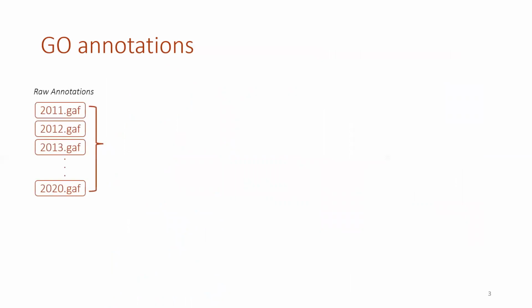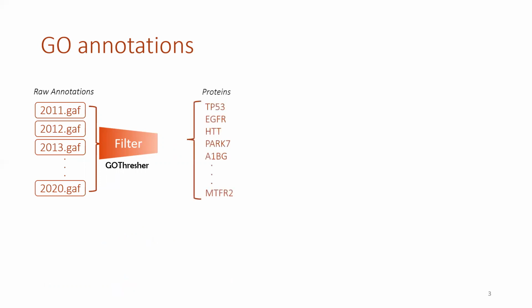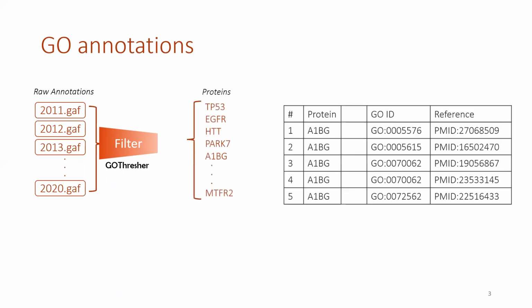We start with gene ontology raw annotations from 10 years, then we use Go Thresher, a tool that we built to filter Go annotations. We select experimental annotations in human and use this threshold of 100 proteins to divide into articles describing high-throughput experiments or low-throughput experiments. For each protein, we have these data.